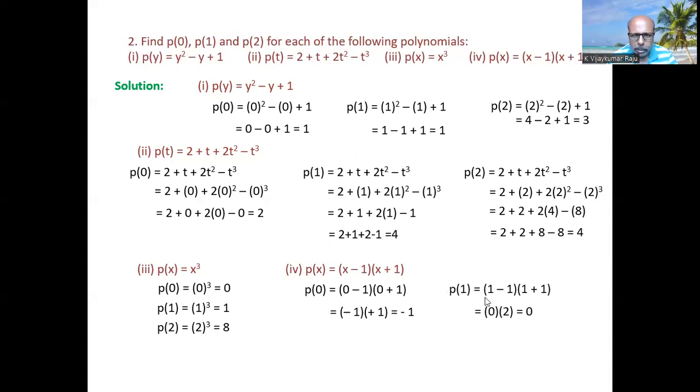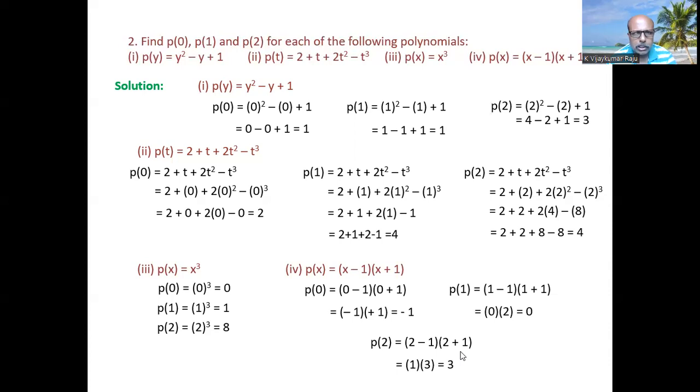1 minus 1, 1 plus 1. 1 minus 1 is 0. 1 plus 1 is 2. So 2 zeros are 0. So P of 1 is 0. P of 2: 2 minus 1, 2 plus 1. 2 minus 1 is 1 and 2 plus 1 is 3. 3 ones are 3. So P of 2 is 3. So that's how we have calculated the 3 values.